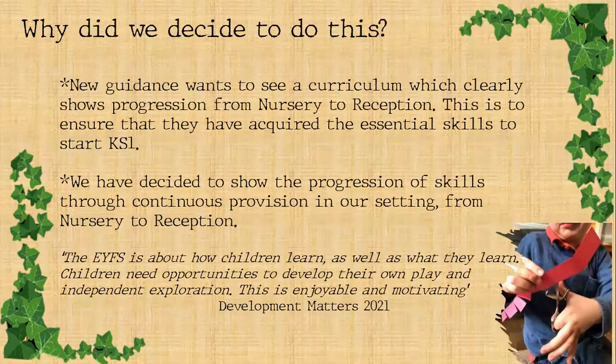So why did we decide to do this? The new guidance wants to see a curriculum which clearly shows progression from nursery to reception. And this is to ensure that they have acquired the essential skills to start year 1, or key stage 1. So that really stuck out to us when it said essential skills. So that's when we decided to look at making our curriculum a skill-based curriculum. And what we wanted to do is show the progression of skills from nursery to reception, and then obviously the early learning goals. So that's how we decided to do this when we saw that word skills.